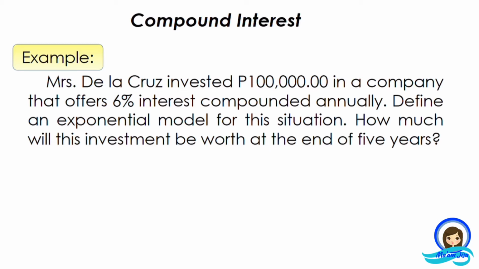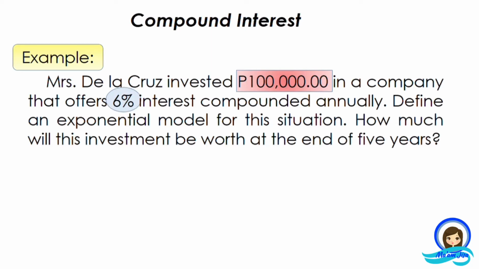Example, Mrs. De La Cruz invested 100,000 in a company that offers 6% interest compounded annually. Define an exponential model for this situation. Next question, how much will this investment be worth at the end of 5 years? So, our given, we have 100,000, 6%. By the way, 100,000 is our principal, 6% is the rate.